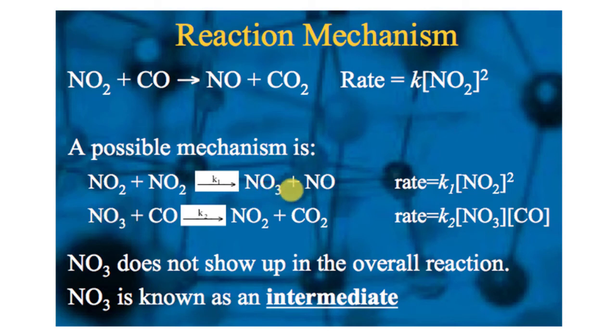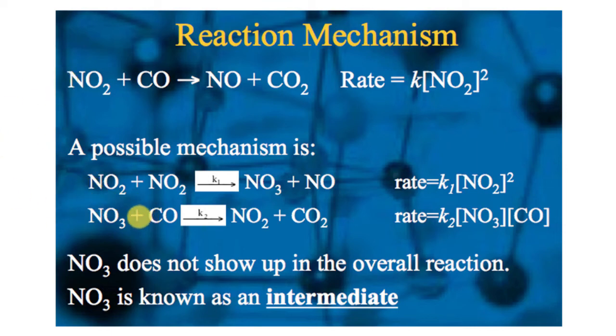Then we can say that the nitrogen trioxide, which doesn't show up in the overall reaction whatsoever, right? There's no nitrogen trioxide at all. It then collides with carbon monoxide, and that oxygen is removed from the nitrogen trioxide and put into the carbon monoxide to make CO2. Notice that the nitrogen dioxide that I have here and here are going to cancel out, and I'll talk about that at the end. But again, I can write another rate law for the second step.